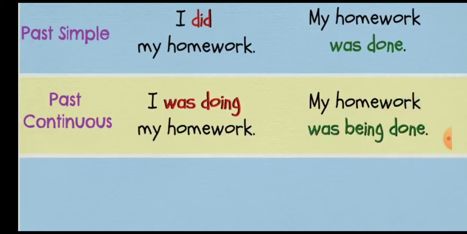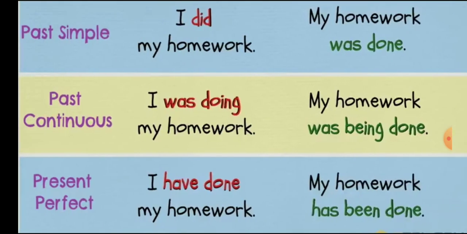My homework, as it is, helping verb was or were. If my homework would have been a plural word, then we would have used were. But it is singular, so we have used was. My homework was being. There is ing with the verb, therefore we have used being, and the third form of the main verb, the past participle of the main verb, that is done. Do, did, done.